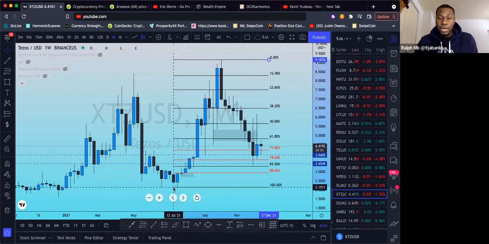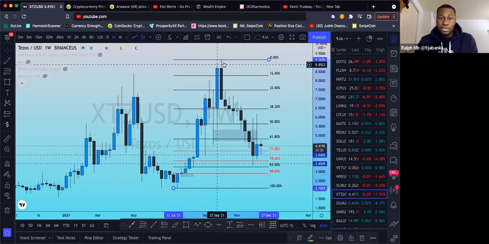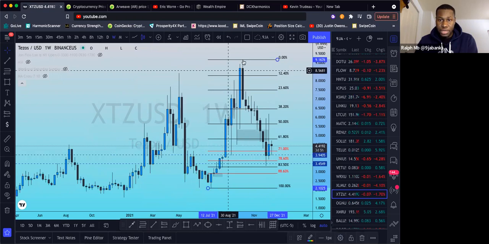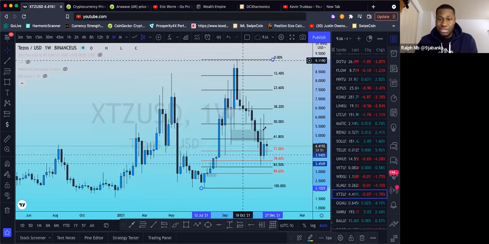We got a higher low here. We got a higher high here that was created, right? At about $9, and we dropped since. And where are we? We're at the 78. We hit the 78.6, and we have the 86 right here, right?